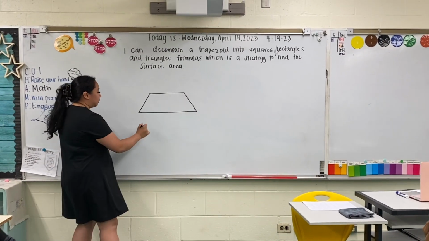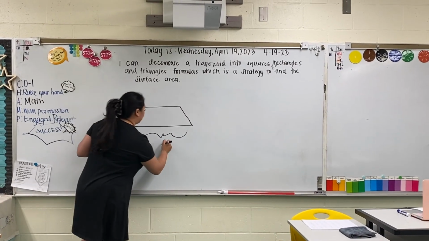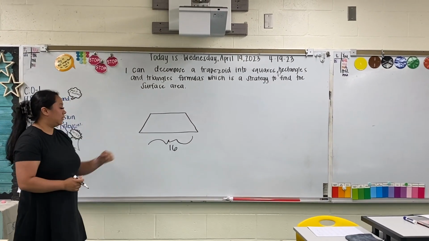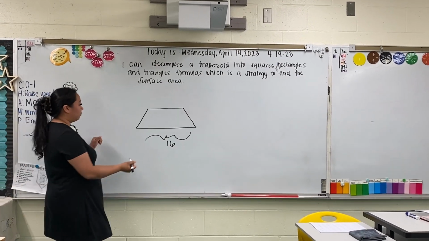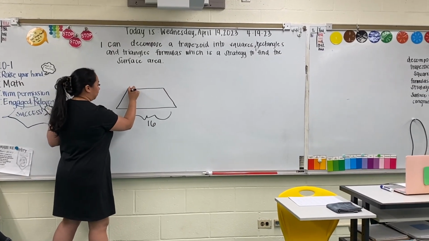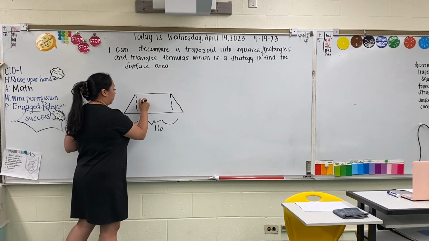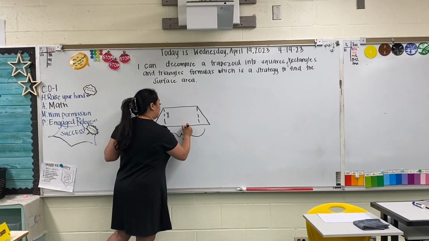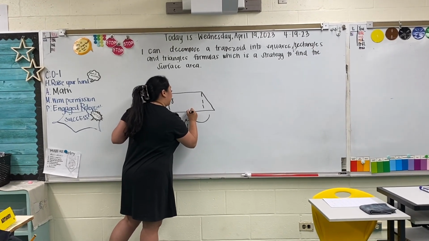Okay. So I'm gonna say that the base of our trapezoid is 16. How can I decompose our trapezoid? Two triangles. Am I gonna do it this way or this way? Right here? Good. I'm gonna say that the height is going to be 8 and we have 10. I'm gonna do 8 as well.